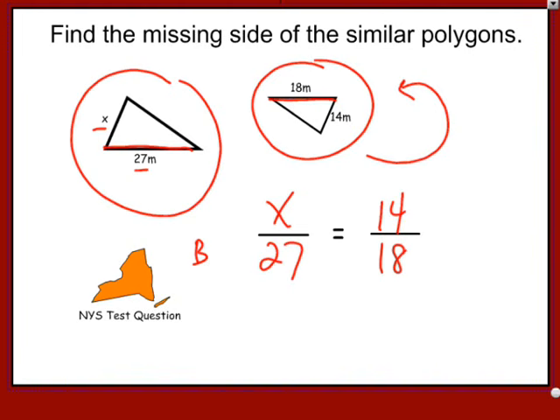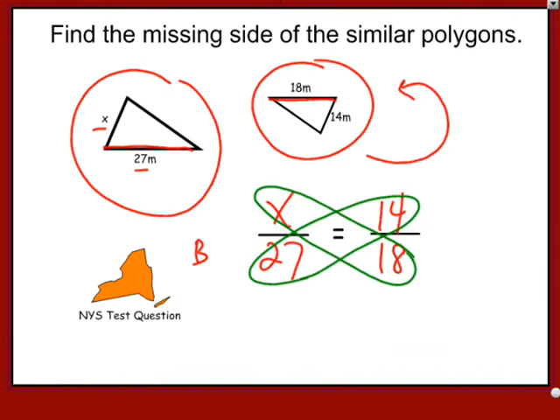Let's see if we can use equivalent fractions. Now I could cross multiply. I could do 27 times 14 equals 18x and then divide each side by 18. But I always like to see if I can use equivalent fractions. If you simplify 14 and 18, 2 goes into each, then you'll notice we could use equivalent fractions. 9 times 3 is 27. 7 times 3 would be 21. Our missing side then would be 21 meters. So that's how you can use proportions to find missing sides of similar shapes.